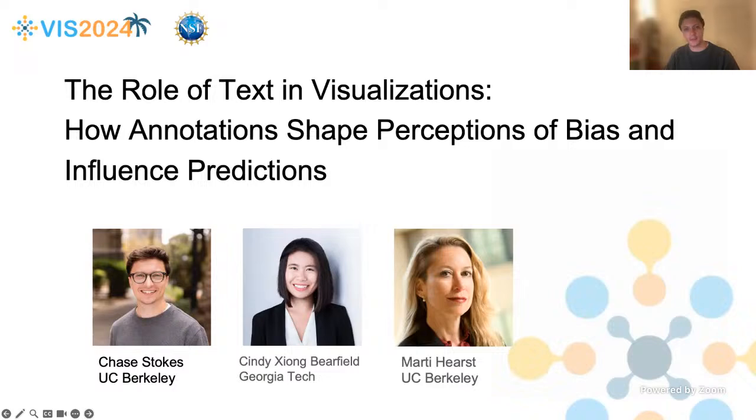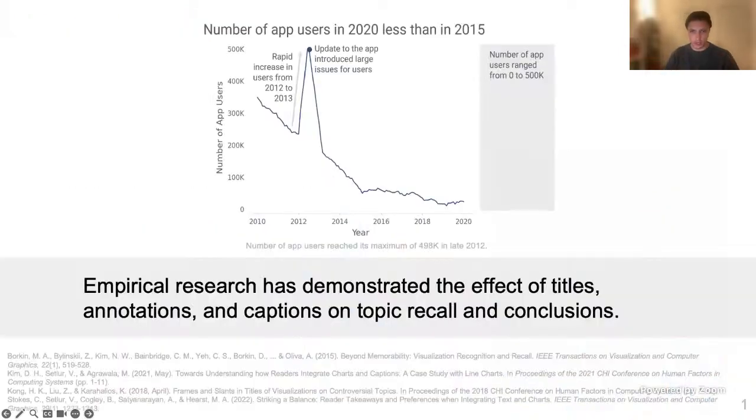So when visuals and text are shown together, readers tend to focus on text quite often, spending particular attention on visualization titles and relying on them during information recall. They also tend to use this text to inform their takeaways from a visualization, whether that be from a caption, a title, or an annotation.